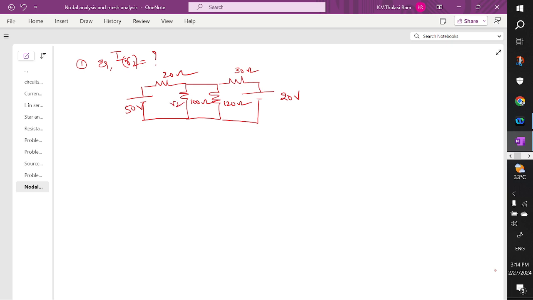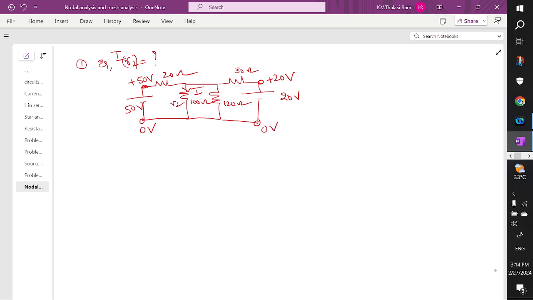This is nothing but R2. Here we need to find the current. So you can see this network. It's very simple to understand. So what is the voltage at this point? This is plus 50 volts, and this is 0 volts. What is the voltage at this point? It's already clear. This is 20 volts, this is 0 volts.